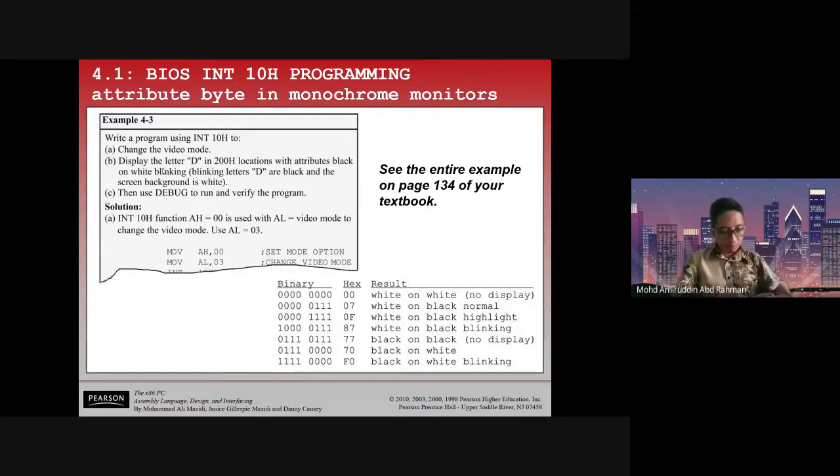So example 4.3. So this one, you want to display the letter D in 200H location. So yang ni, you kena buat.